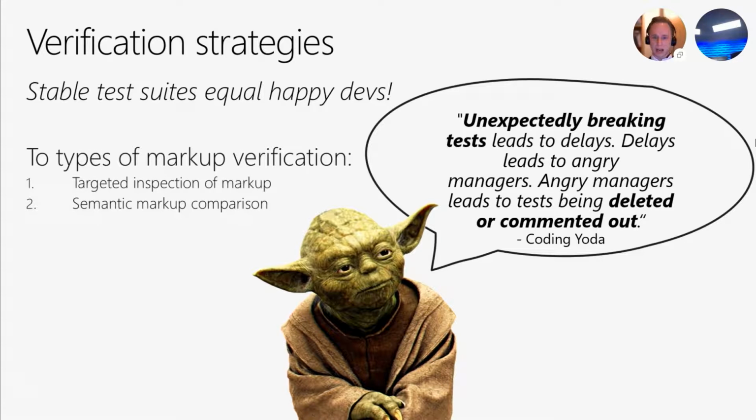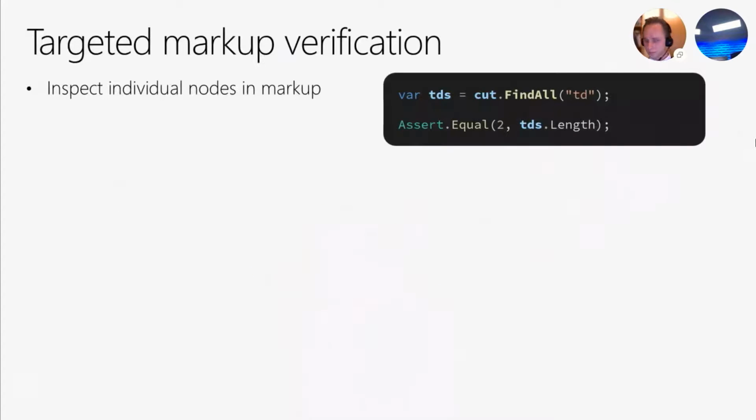So I'm not going to talk about general unit testing verification strategy here, but instead focus on verification of rendered markup. In this library, the two most common approaches are targeted inspection of markup and performing semantic comparison of it. So let's take a look at each in turn.